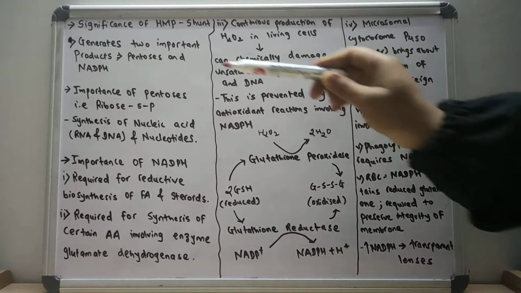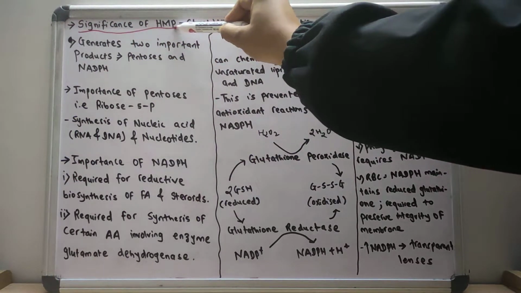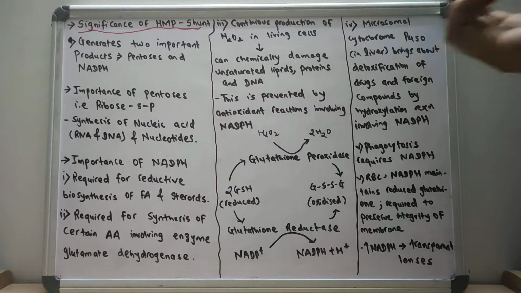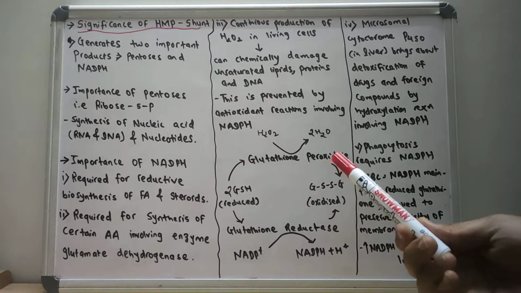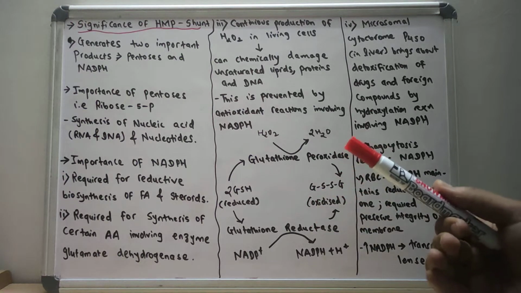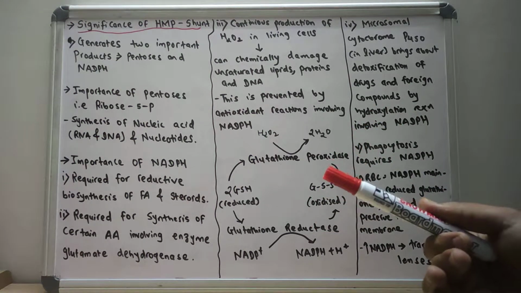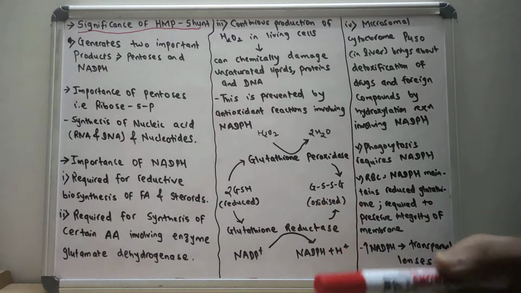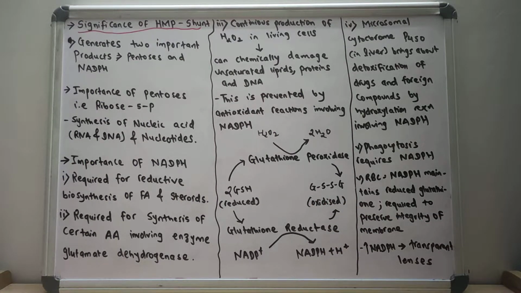Now we are going to talk about the significance of the HMP shunt. Before starting this topic, I want you to study the various steps of the HMP shunt, which I have discussed in the previous video. After knowing the various oxidative and non-oxidative reactions of the HMP shunt, if you have noted them down, then only proceed to this video to see the significance of the HMP shunt.